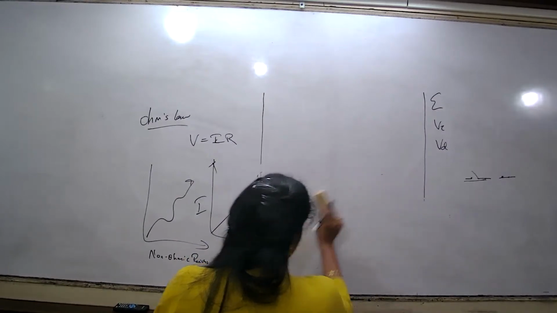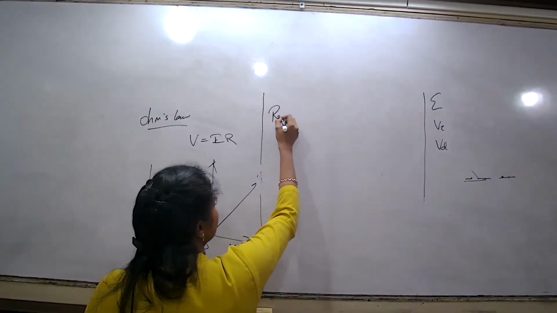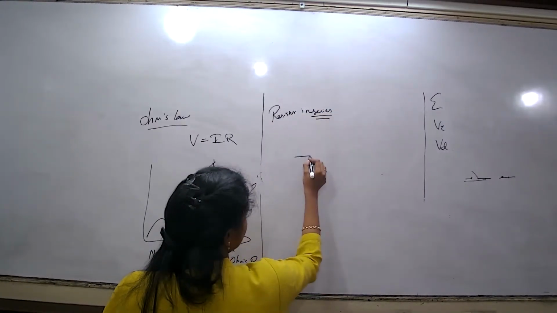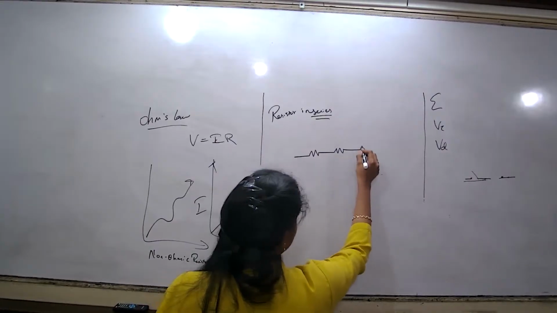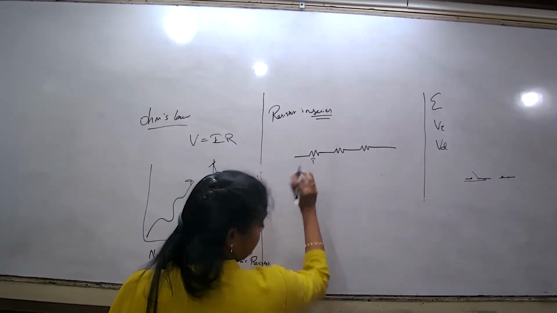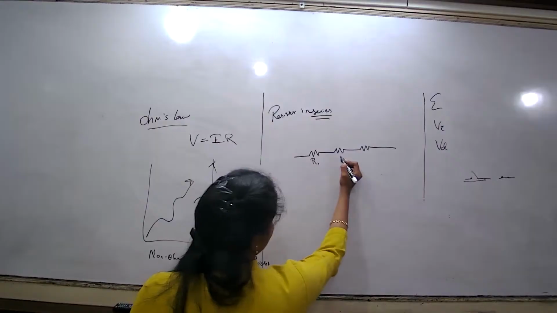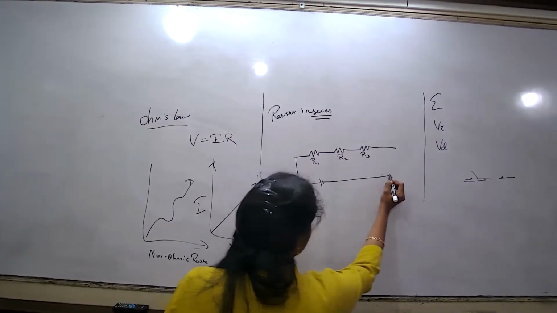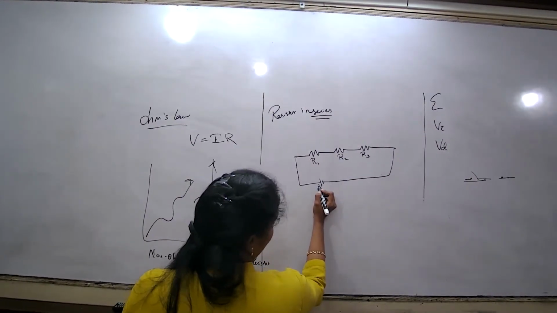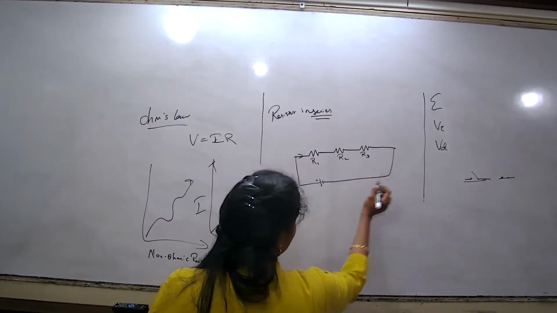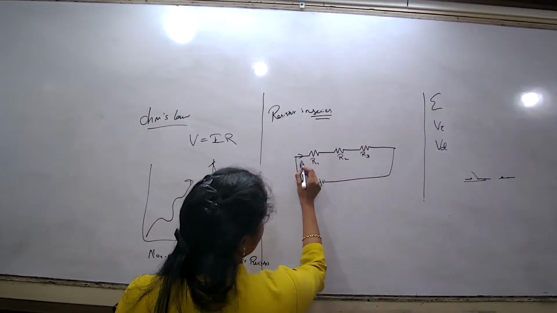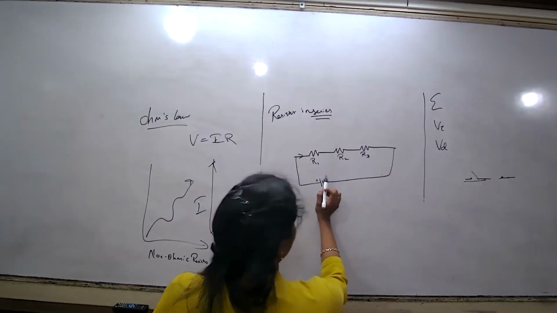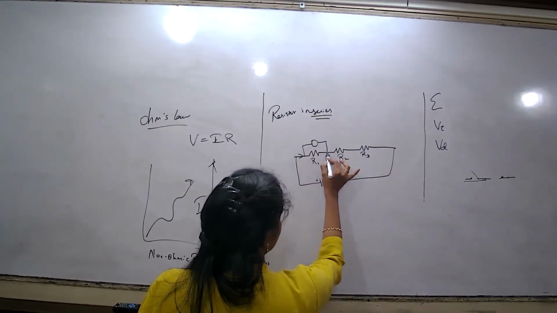In the circuit, the resistors are connected in series. It should be connected like this. I am connecting three resistors and naming them R1, R2, R3. I am giving the source. Current flows from higher potential to lower potential, so current flows in this manner. I told you, whenever you draw a resistor, you have to draw the voltmeter here.